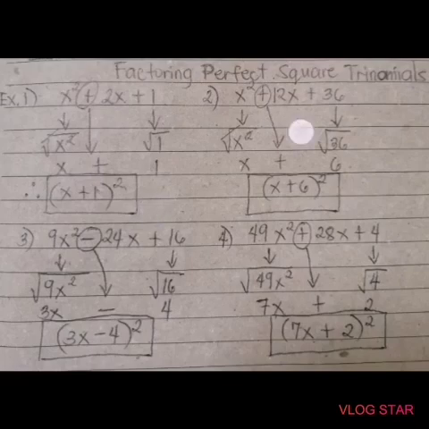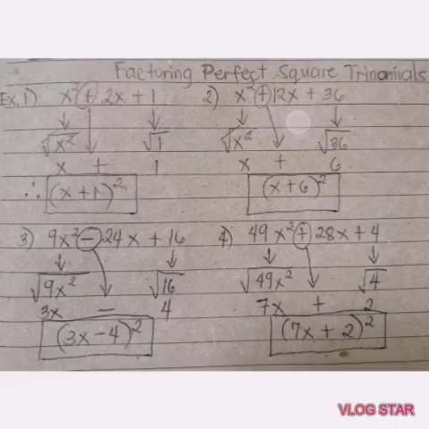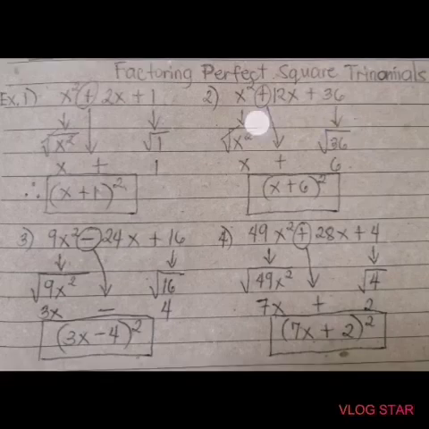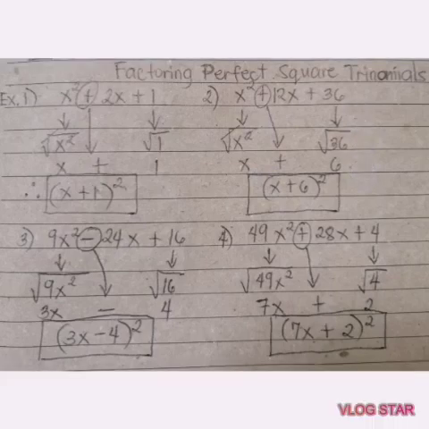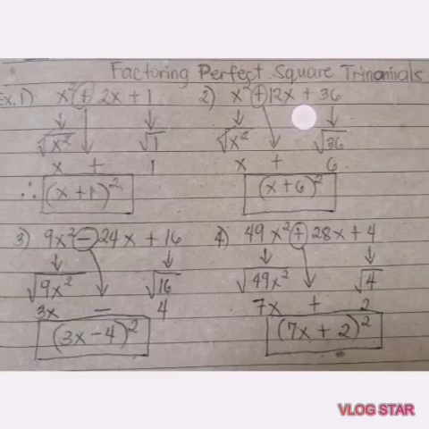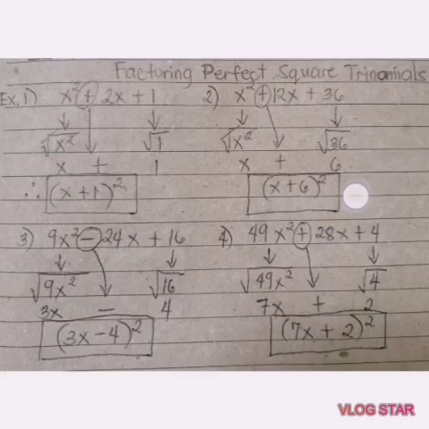Okay, in number 2, same thing. So we have x squared plus 12x plus 36. Get the square root of x squared, which is x, and the square root of 36, which is 6. Now, 6 times x is 6x, times 2, always 2, so it is 12x. Therefore, the middle term is correct. Now, the factors are the quantity of x plus 6 raised to 2.